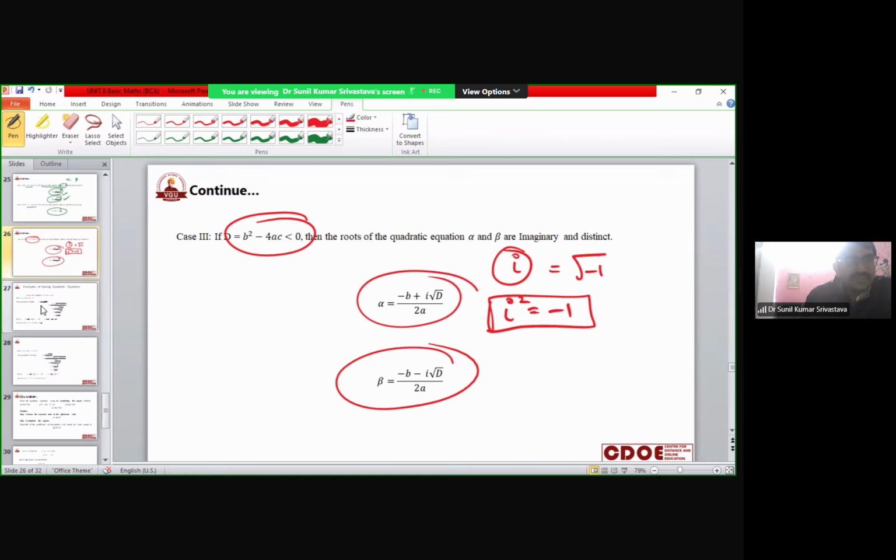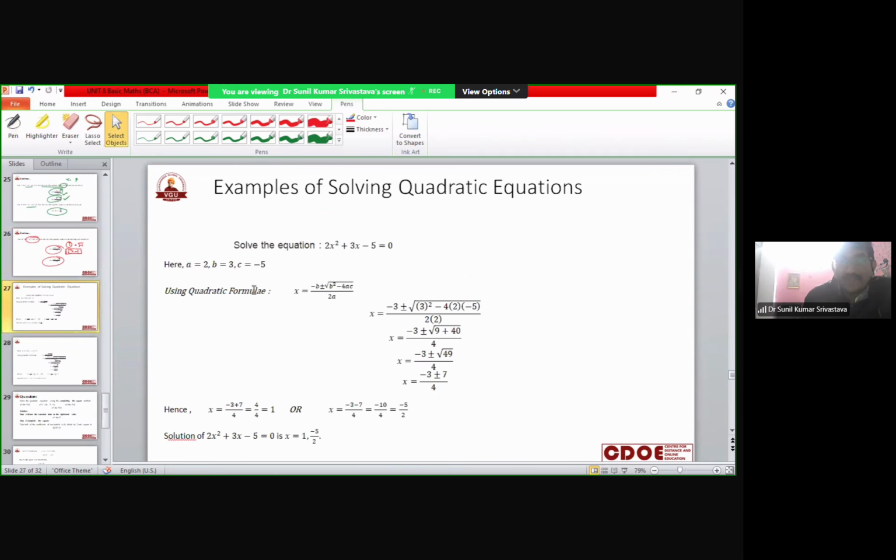So this is the basic idea, and we take an example to describe our solutions. This example is most important: 2x square plus 3x minus 5 is equal to 0. We compare this equation with the standard form ax square plus bx plus c is equal to 0. We find here a equal to 2, b equal to 3 and c equal to minus 5.